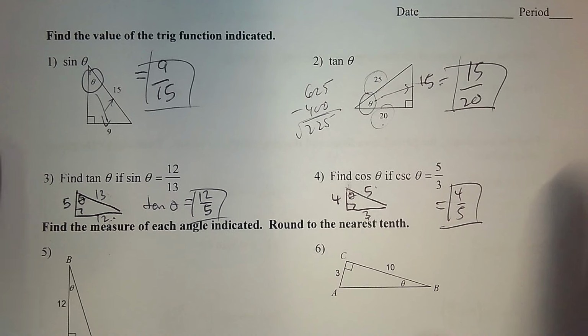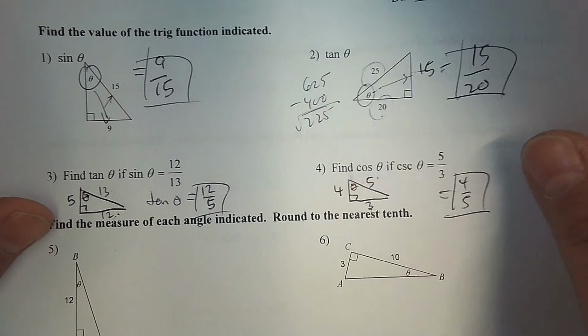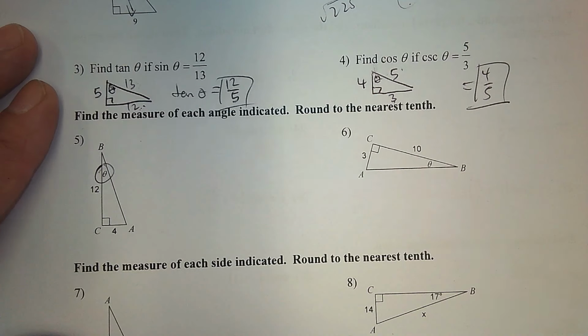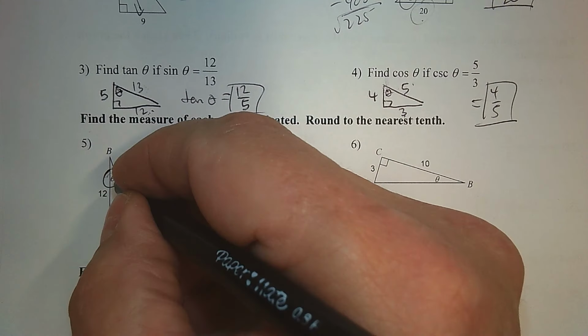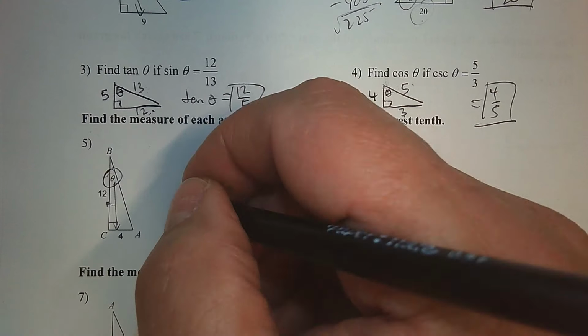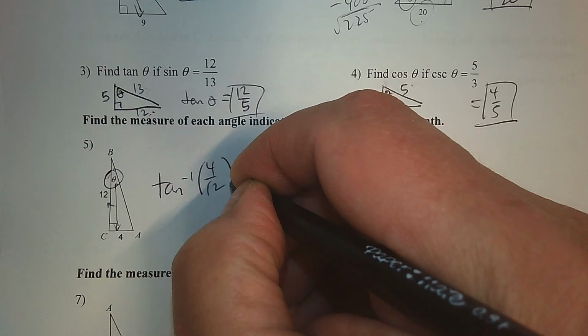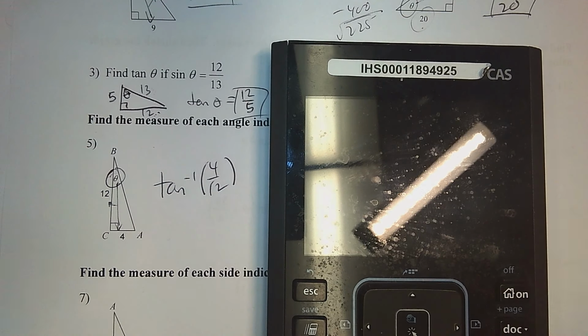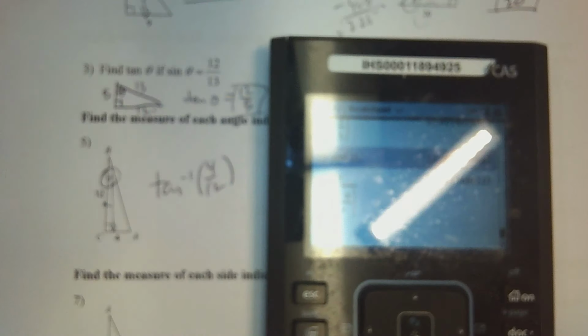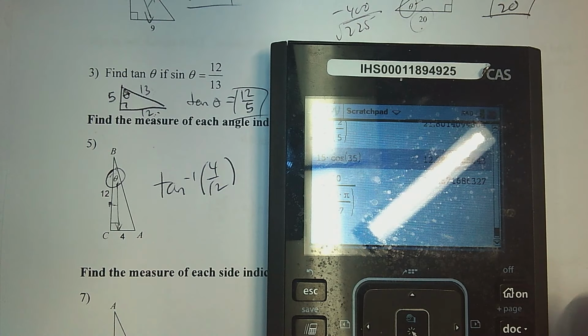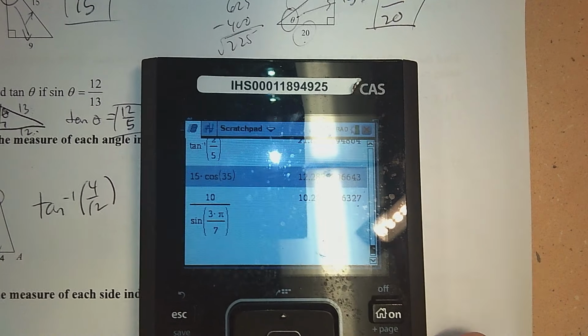Some calculator work. Can you find the measure of that angle? So if I want to know what this angle is, identify what you know in the triangle, opposite and adjacent. That's tangent. So the inverse tangent of 4 over 12, and then use your calculator. Make sure it's in degrees. Mine's in radians. So I'm going to change it to degrees.